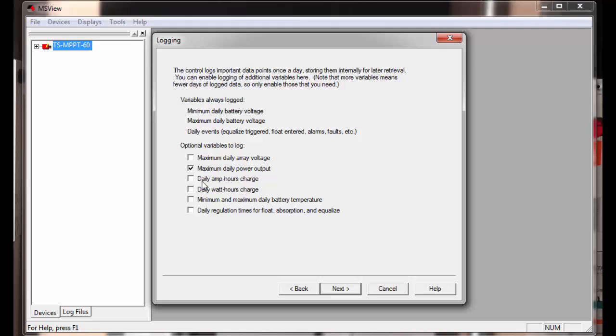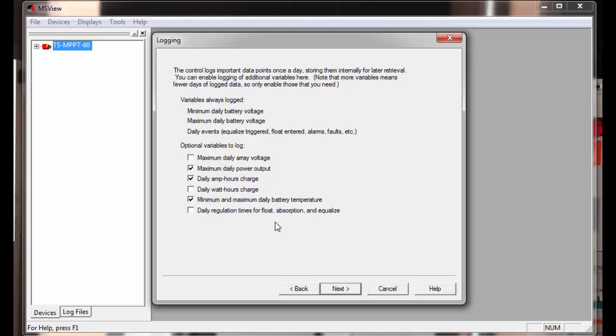And then the daily amp hours, which is really nice to know, or the watt hours. But with this battery, I'm just really concerned about amp hours. And then the minimum and maximum daily battery temperature is another nice thing to know. So you know what your battery temperature is, and if you're regulating to that voltage, and you can check it and say, hey, why is my voltage so high or so low? You can look at the daily battery temperature and tell what it should be based on the temperature compensation.